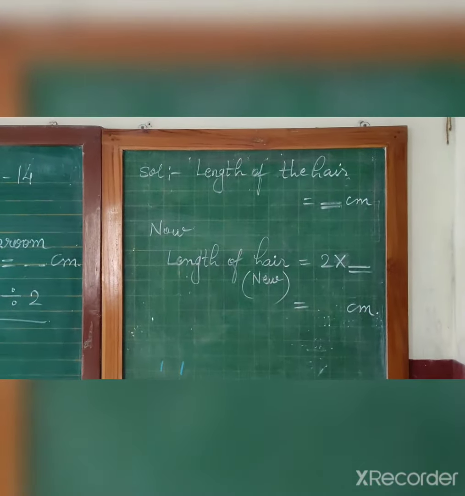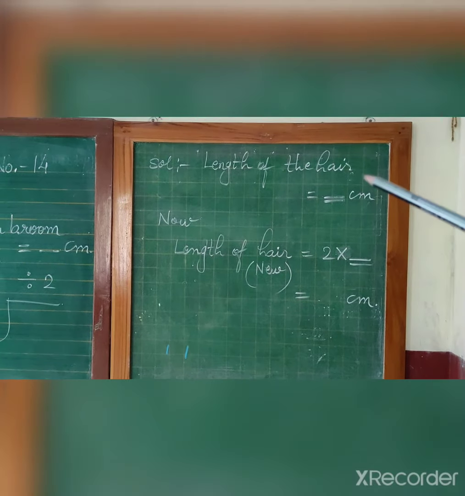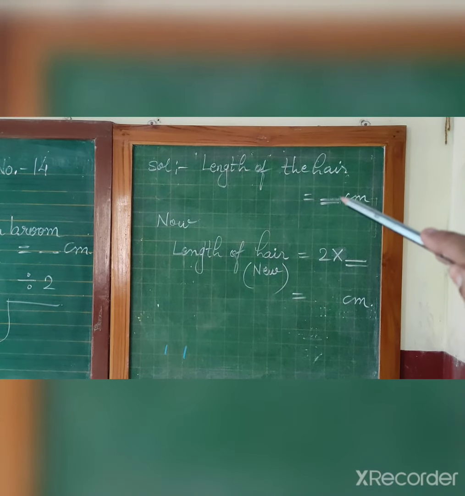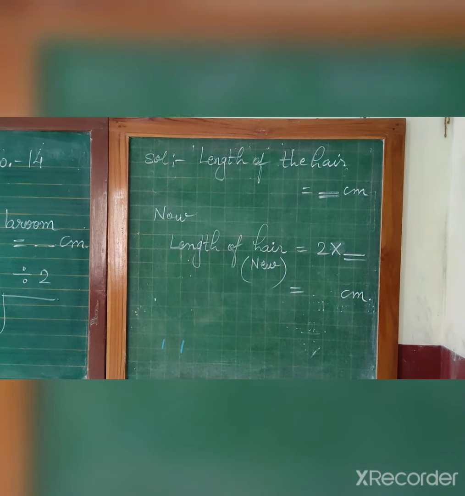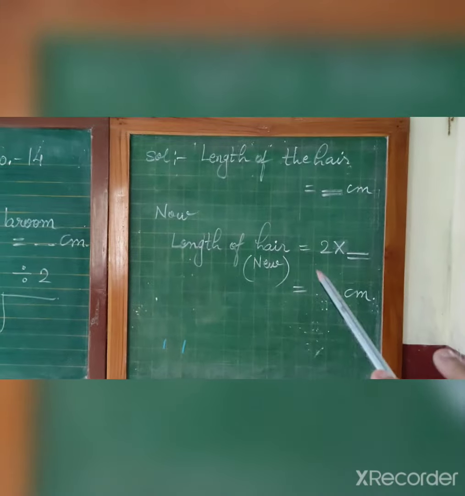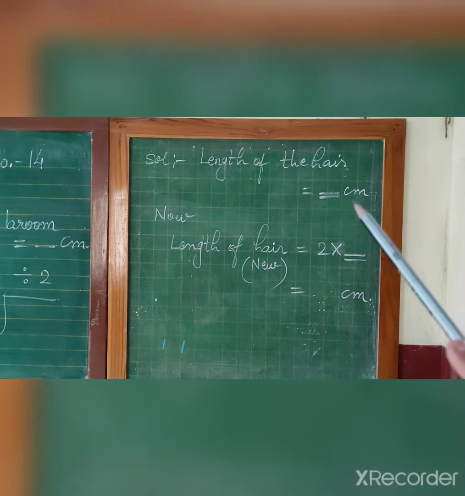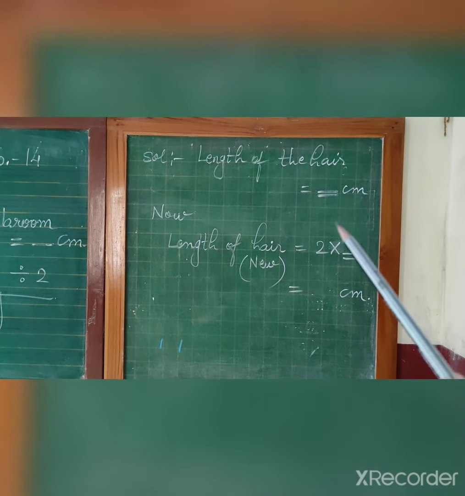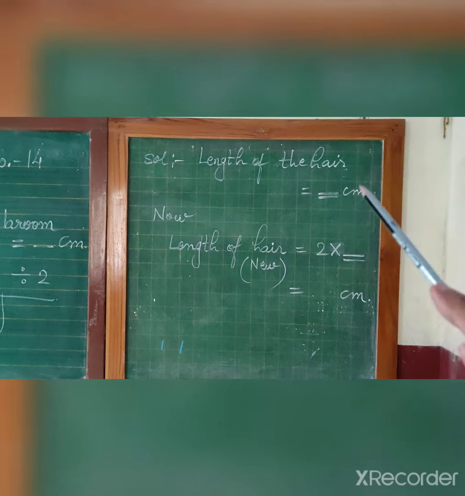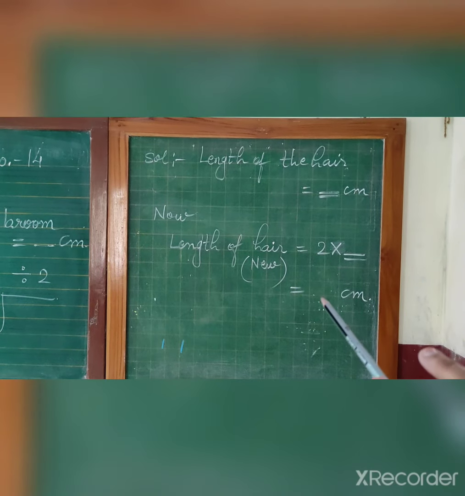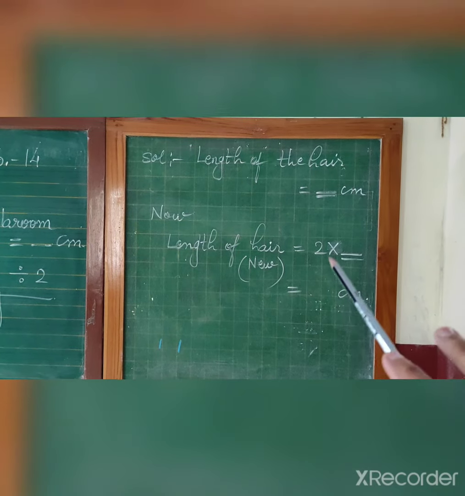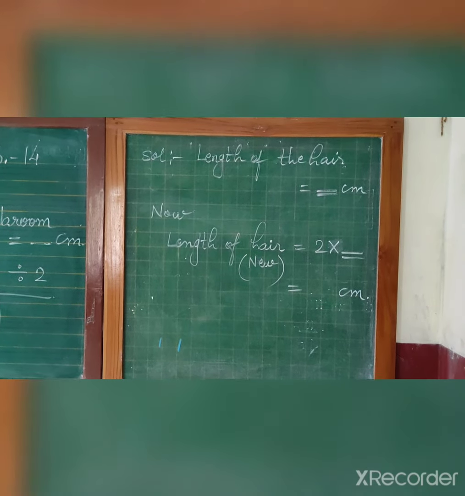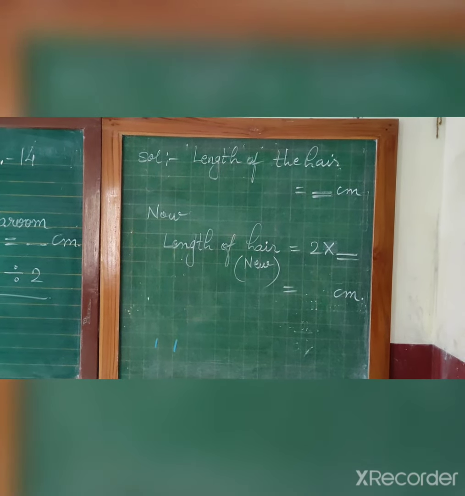Now the length of the hair, you will write, I have underlined it here. So you will write the length of the hair in this, and the length of the new hair is just double, that means multiply by 2. You will write this length here and multiply by 2. Whatever answer you get, that much length of hair you will draw on the blank page.